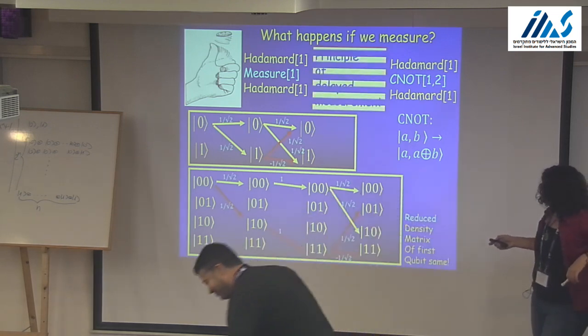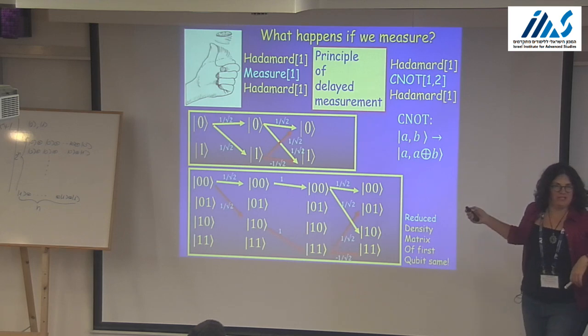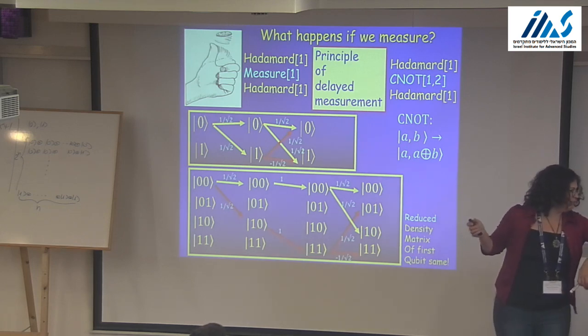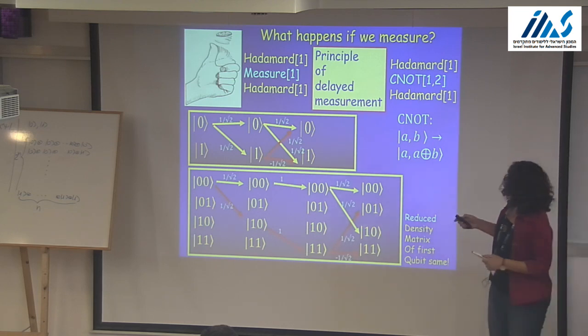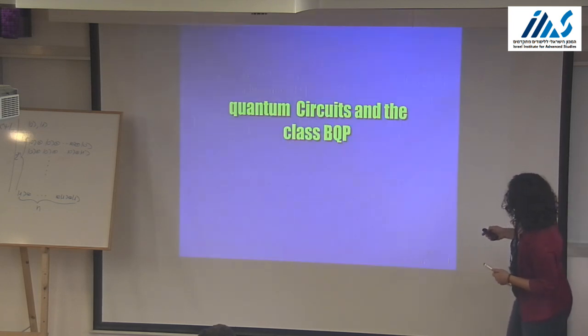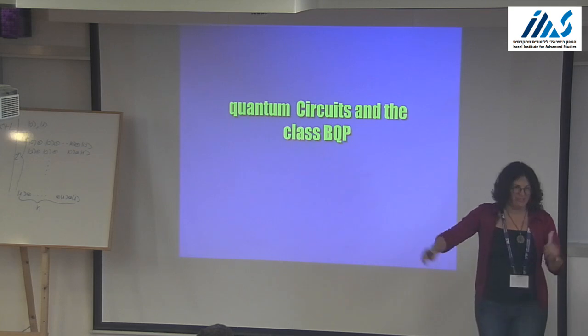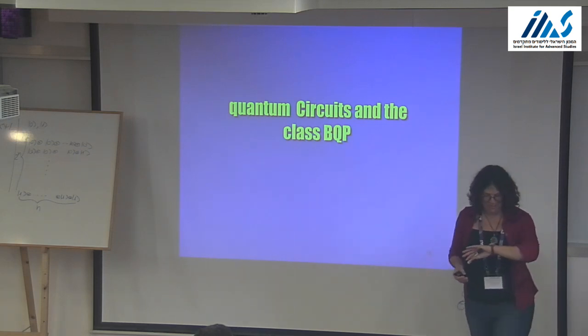Okay. So this is called the principle of delayed measurement. And we'll see that if we get to it soon. Okay, so that's the principle of delayed measurement. Quantum circuits. Ta-dam. We were supposed to be there 20 minutes ago.